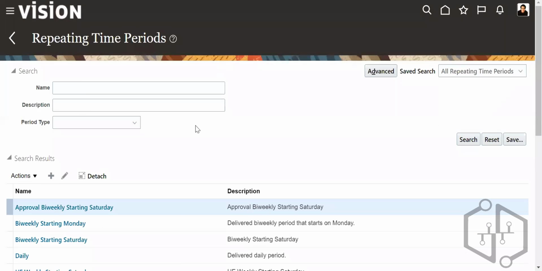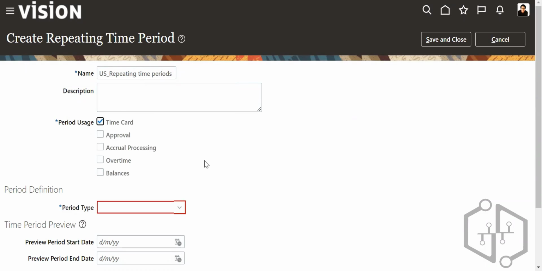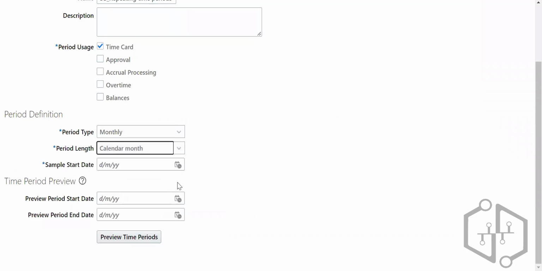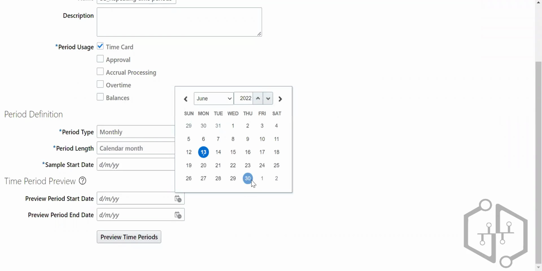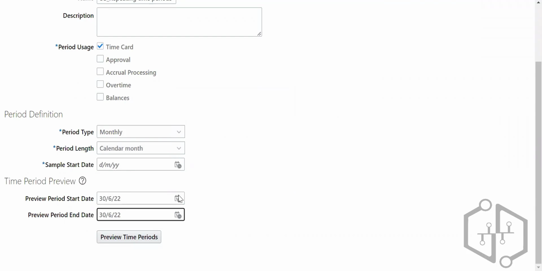Okay. Now create repeating time periods. Right here is repeating time periods. Okay, time card. Period type is monthly. Period length calendar month. Period start date you can write here as 1, and period end date you can write here as 30th.